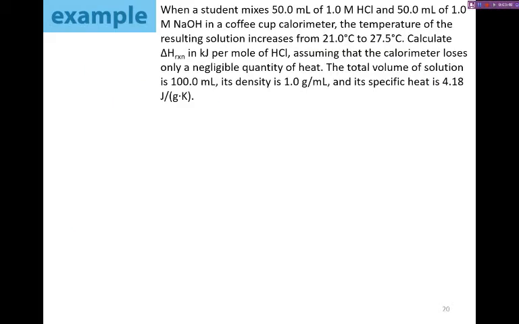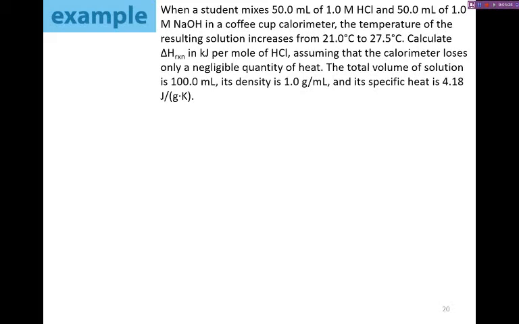So let's do an example. We're mixing solutions here. So this is again looking back at chapter 15 for solution chemistry. So we've got hydrochloric acid mixed with sodium hydroxide. The temperature increased from 21 to 27.5. Calculate the enthalpy of reaction in kilojoules per mole for hydrochloric acid, assuming that the calorimeter doesn't lose any amount of heat. We're given the total volume of the solution, the density, and the specific heat of the solution.